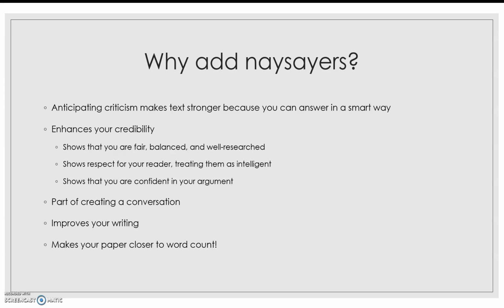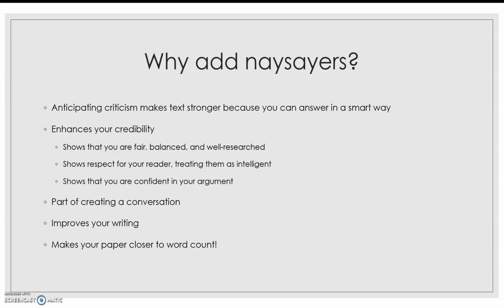It also enhances your credibility to add a naysayer. So when you think about why you trust someone, often we trust someone because they're fair, right? Because they present both sides of the situation. So if you present a naysayer, then it shows that you're fair, that you're not one-sided, and that you also have done your research and that you understand the full picture of the argument that you're presenting.